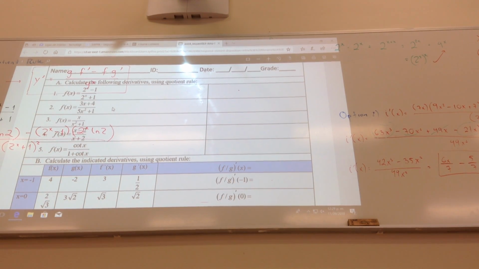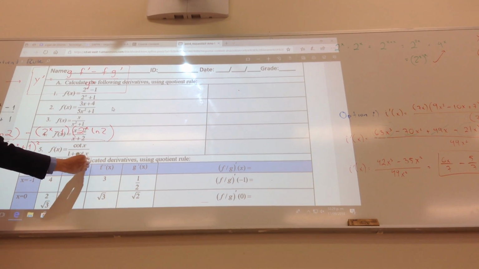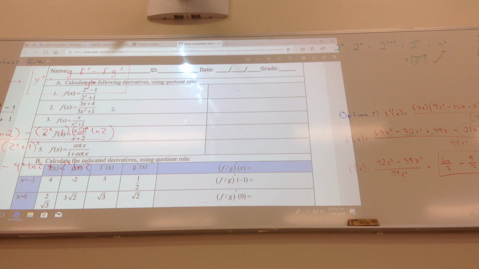Again. 2 to the x times this, 4 to the x ln of 2, plus 2 to the x ln of 2, minus this times this, 4 to the x ln of 2 plus 2 to the x ln of 2. Minus.